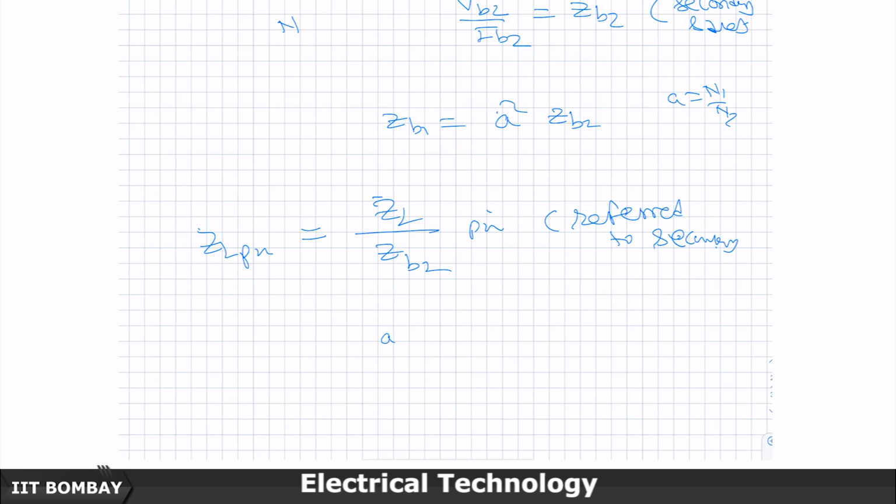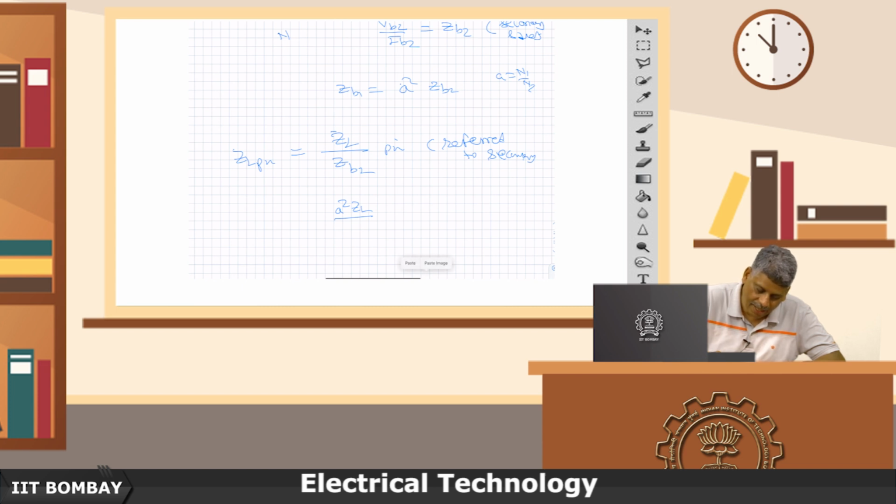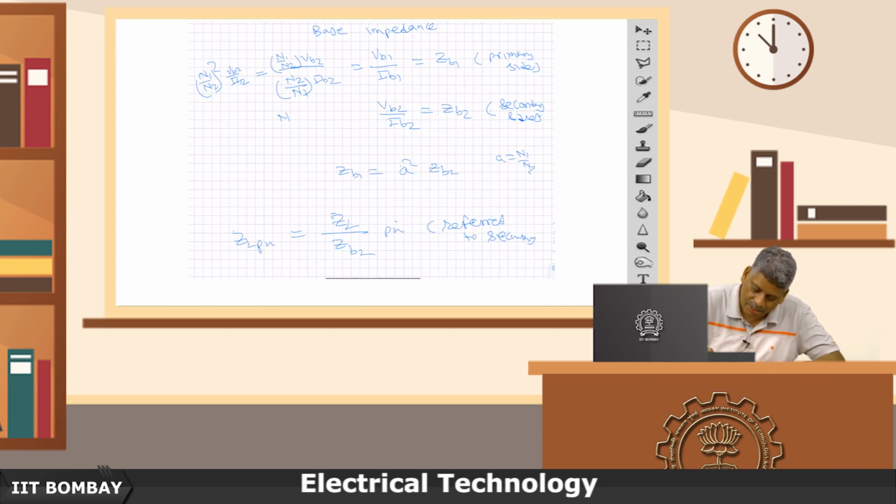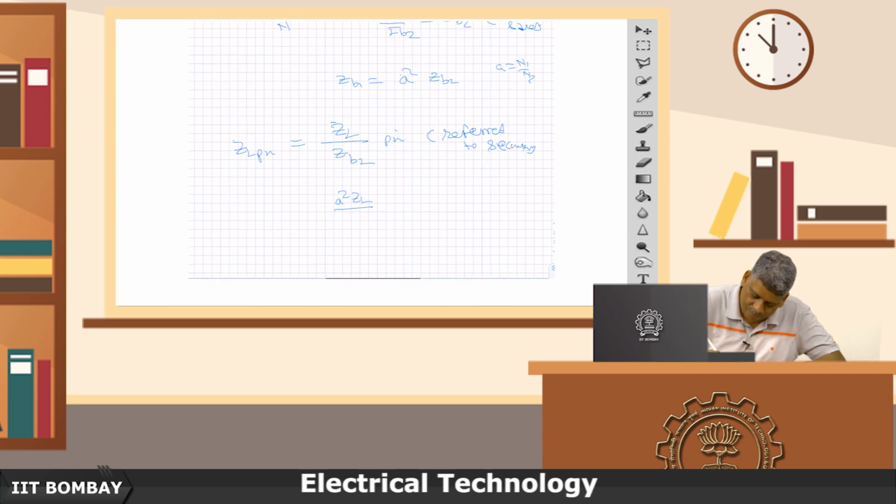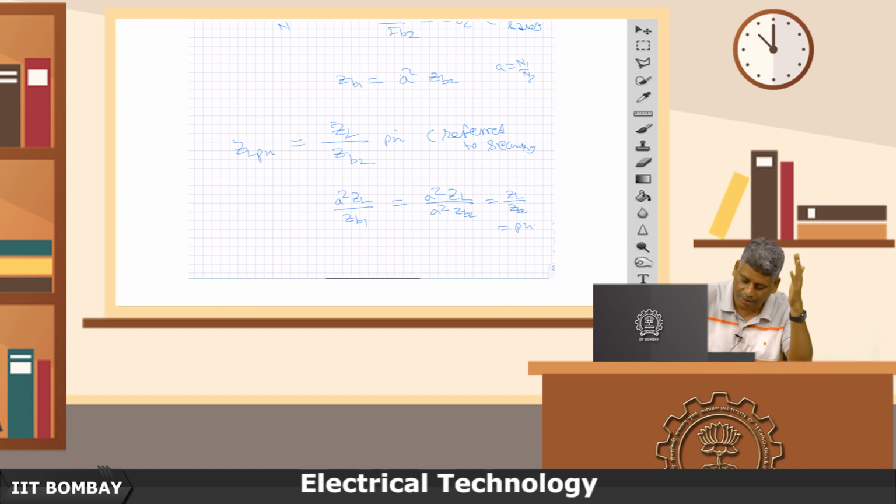If I go to the primary side, the load impedance will become A square ZL, and I just showed you that ZB1 is also A square ZB2. So, if I do this on the primary side, the impedance will be A square ZL by A square ZB2, since ZB1 is A square ZB2, which is the same as ZL by ZB2, which is the same as the per unit impedance of the load on the secondary side.